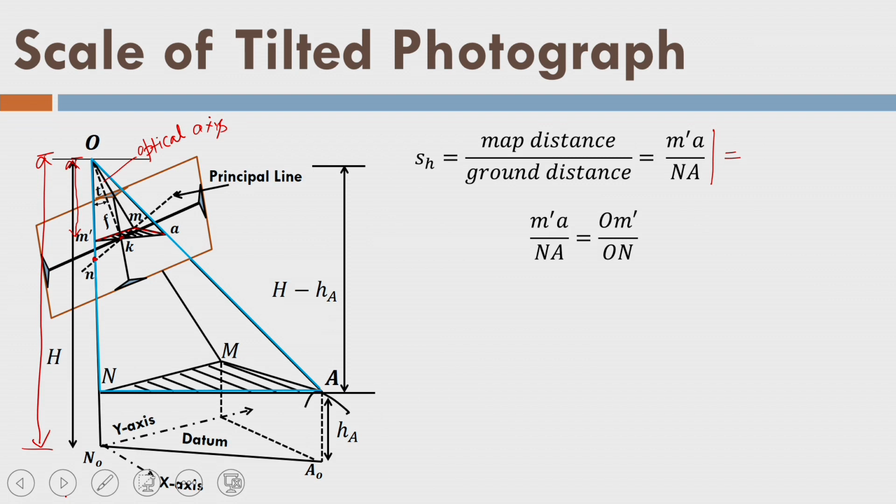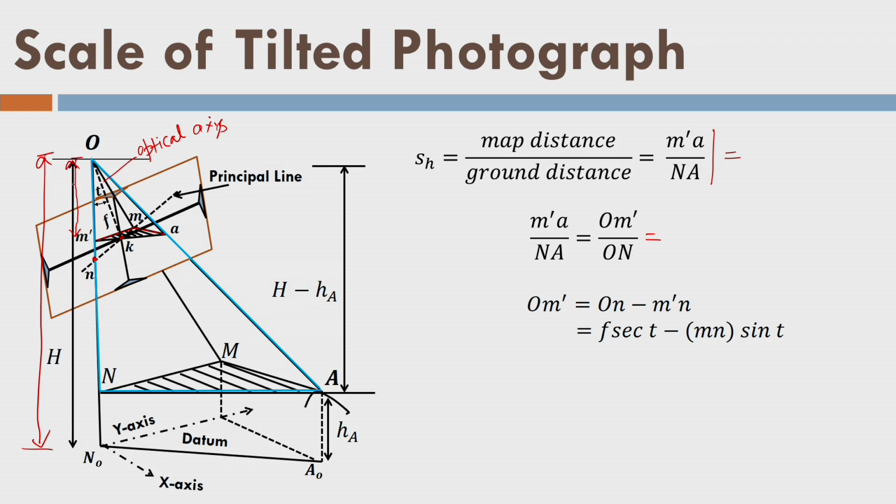Now, M dash A divided by NA is nothing but OM dash, again I am taking the same ratio, by ON. ON is nothing but this distance, which is equal to h minus HA. Now, let us calculate the OM dash, which is slightly complicated because of its involved mathematics. So, OM dash is nothing but ON minus M dash N. You can see this from this simple photograph.